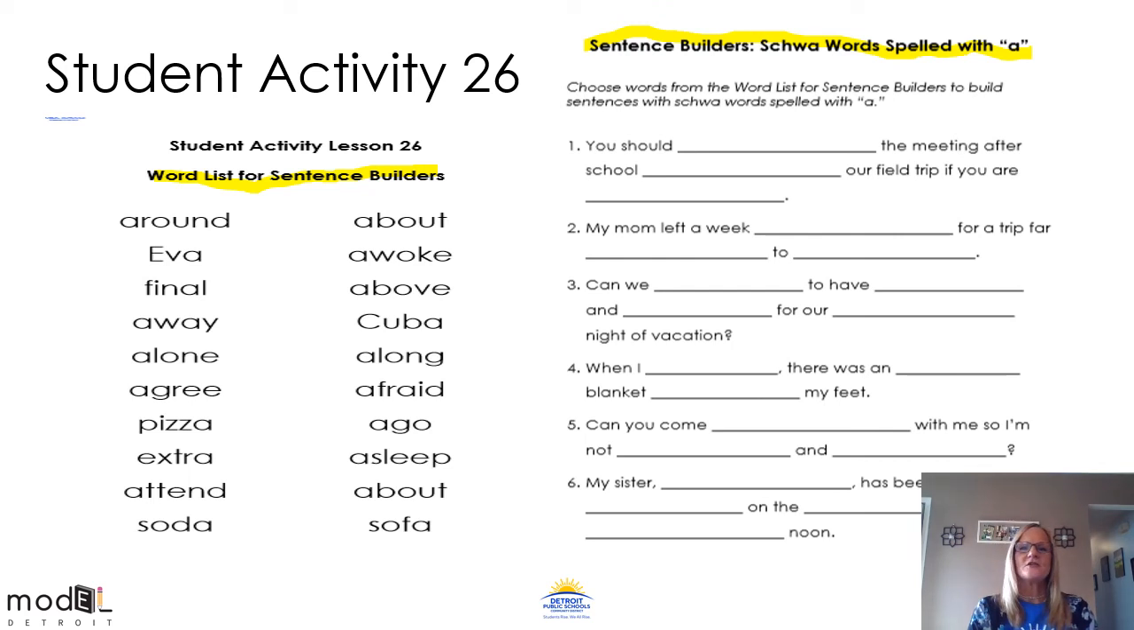Let's do the first part together. You should blank the meeting after school. You should: around, Eva, finally, away, alone, agree, pizza, extra, attend. You should attend the meeting after school. Then you would write it here in the blank. You go ahead and do the rest on your own.